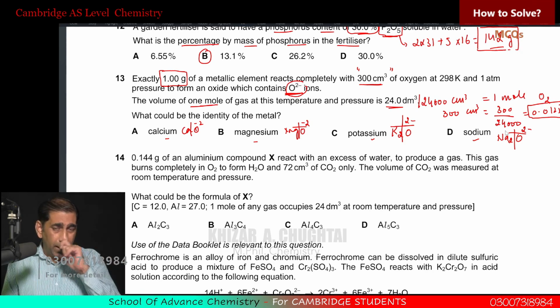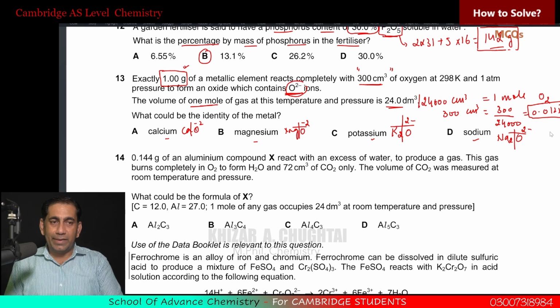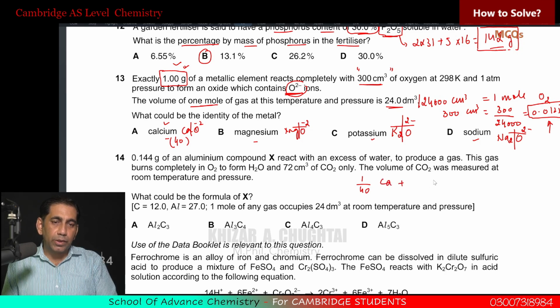Now the next thing is I'm going to use every element, I mean the moles of each element with respect to 1 gram, and then I will check which element is going to meet exactly 0.0125 mole of oxygen for the complete reaction. Now you know its Mr is equal to Ar is equal to 40. So what will be the moles of calcium, for example? The moles of calcium will be 1 gram, 1 mass divided by 40, and it is going to react with oxygen for complete combustion, and it is going to make calcium oxide.